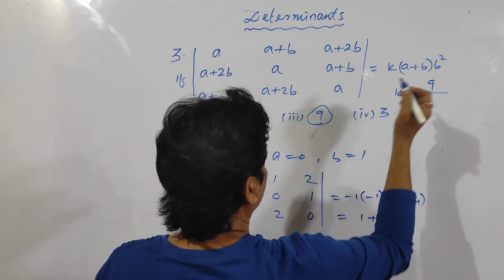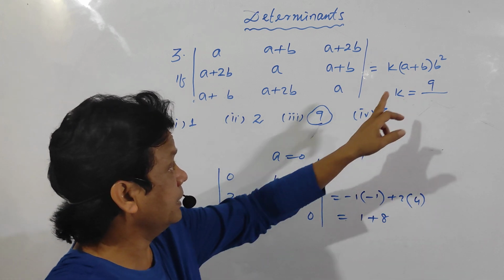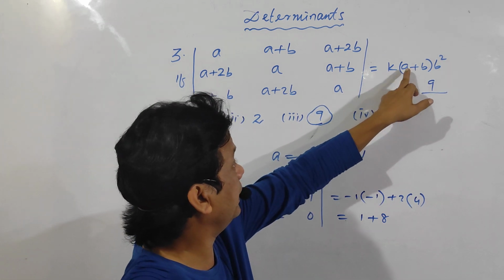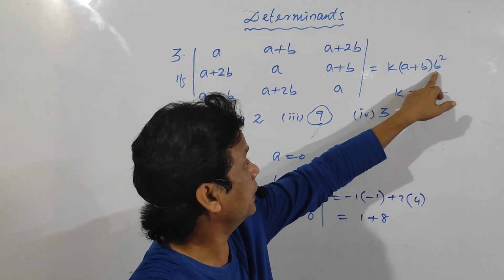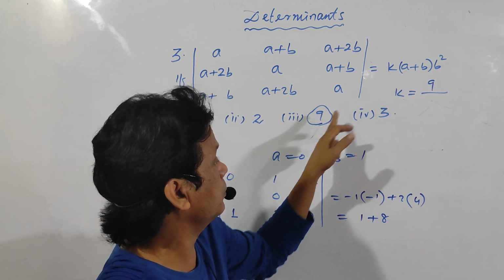So K will be equal to 9. Because on the right hand side, see here, B is equal to 1 and A is equal to 0. So this will be 1 and 1 square is 1. So simply K, so K is equal to 9.